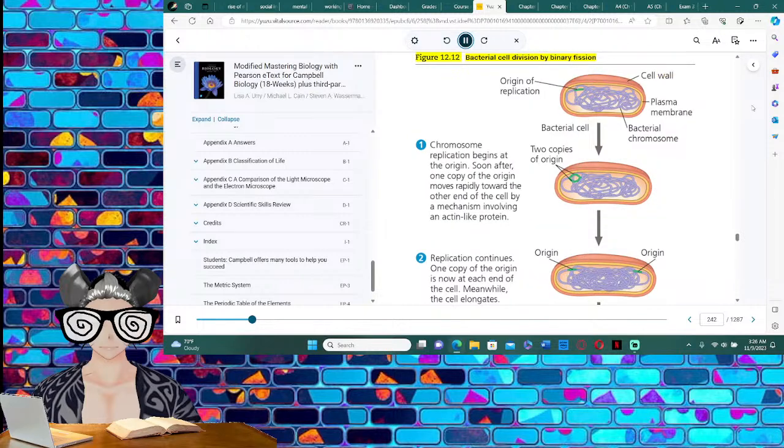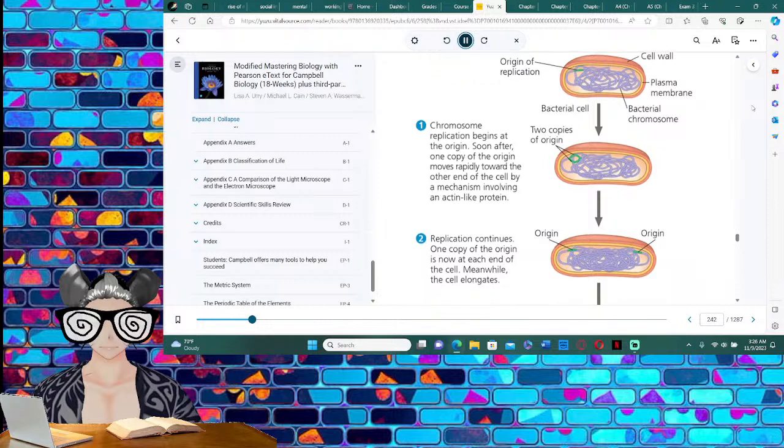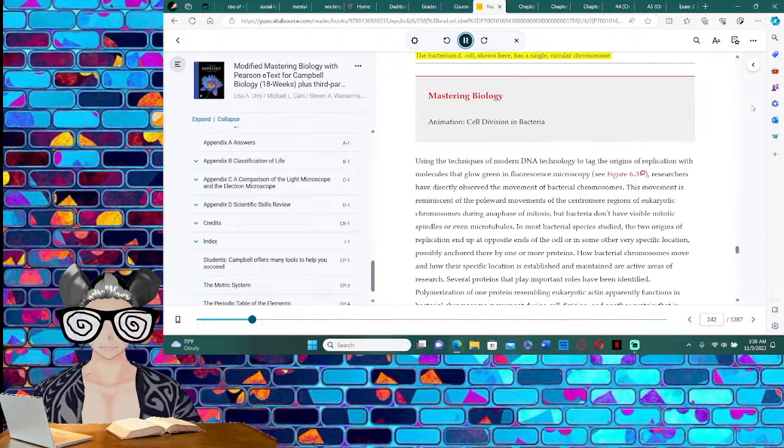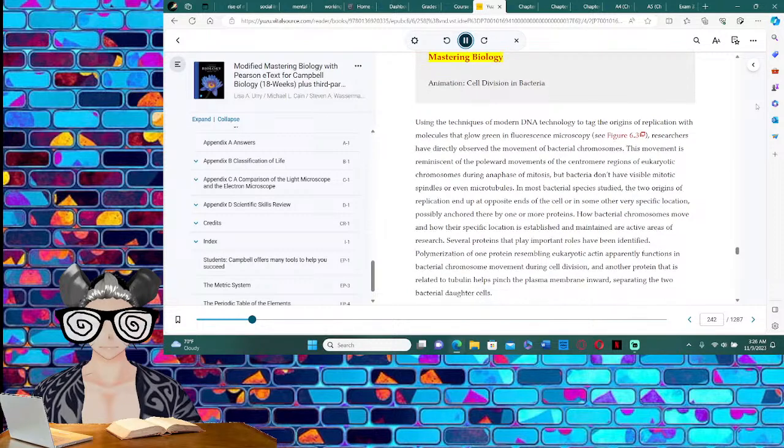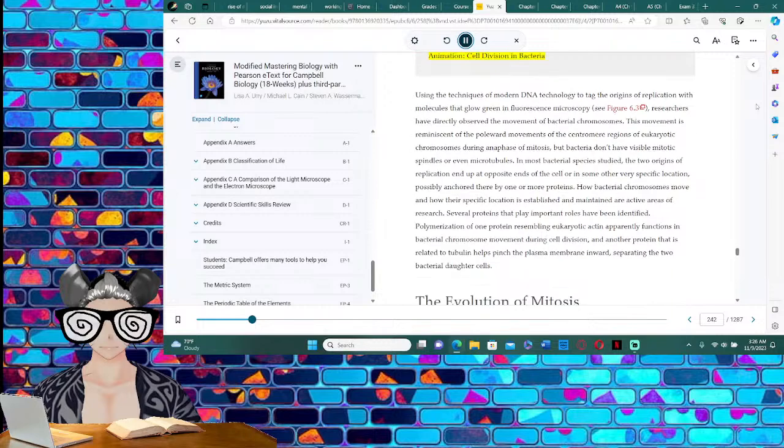Figure 12.12 Bacterial cell division by binary fission. The bacterium E. coli, shown here, has a single, circular chromosome. Figure 12.12 Full alternative text. Mastering Biology. Animation: Cell Division in Bacteria.